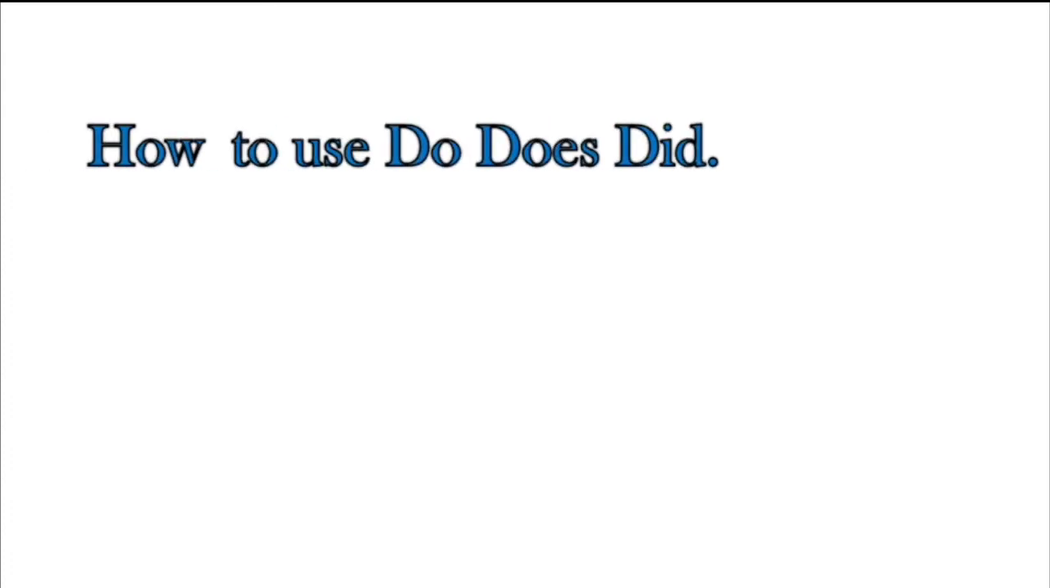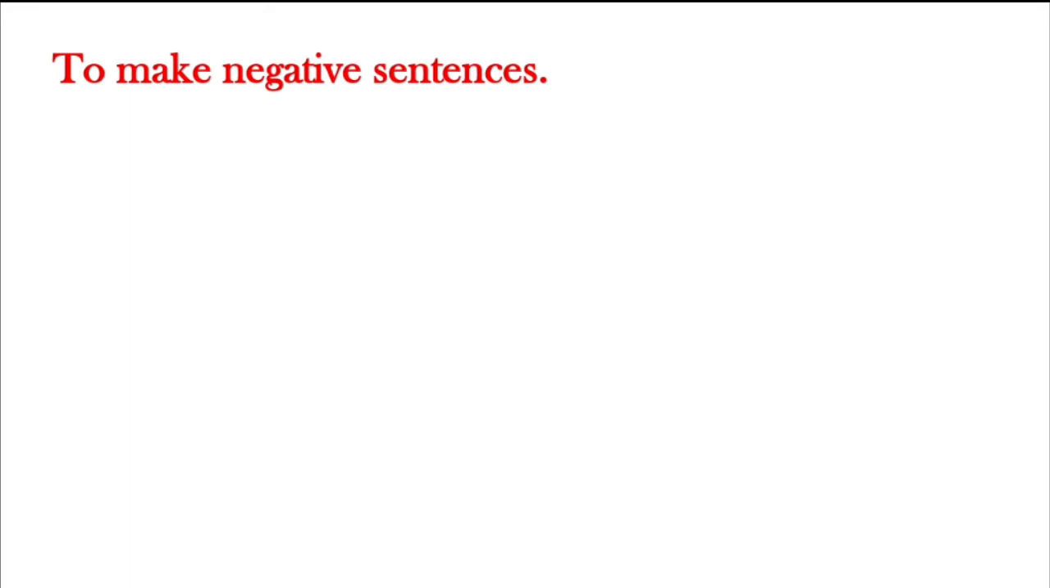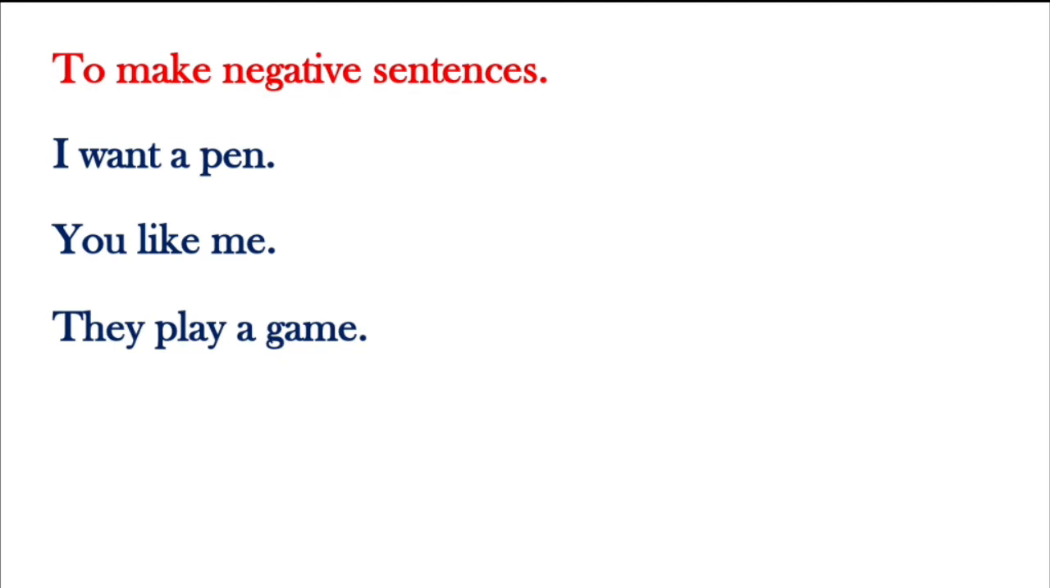Now let's see the usage, how to use them and where to use them. How to use do, does, did to make negative sentences. Here, do, does and did as auxiliaries or helping verbs, we use them to make negative sentences. To make a negative sentence, first let us see the positive sentences. I want a pen. You like me. They play a game. These are the positive sentences.